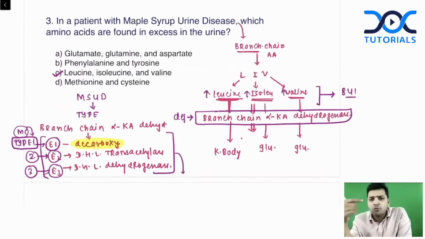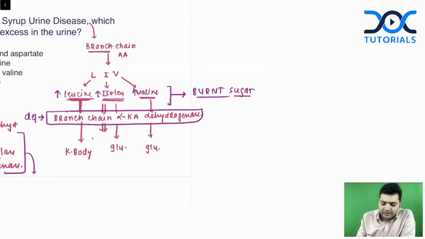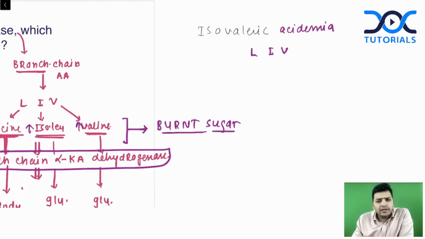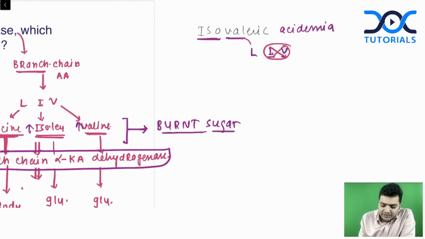Can you tell me there is one more disease that is related to branched-chain amino acids? One is maple syrup, there is one more. That is isovaleric acidemia. Isovaleric acidemia is also a branched-chain amino acid disorder. We know the branched-chain amino acids we have: leucine, isoleucine, valine. Can you tell me isovaleric acidemia is a disease of which branched-chain amino acid? Is it a disease of isoleucine? Of valine? Or of both? Or of none? Yes, it's a disease of none of them. Isovaleric acidemia is a disease of leucine metabolism.